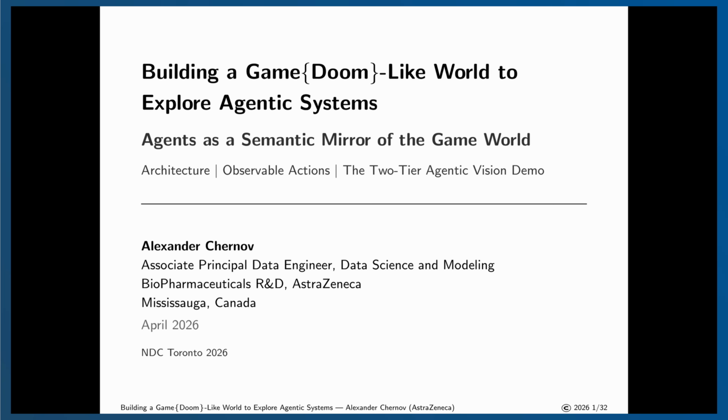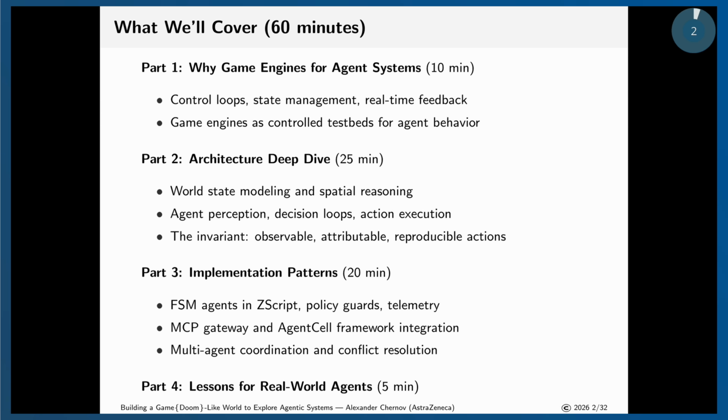Part one, maybe 10 minutes, is on why game engines are used as environments for agent work: there are control loops, states, and real-time feedback. Part two is a long stretch, about 25 minutes, on architecture: world state, perception, decision loops, observability, invariants.